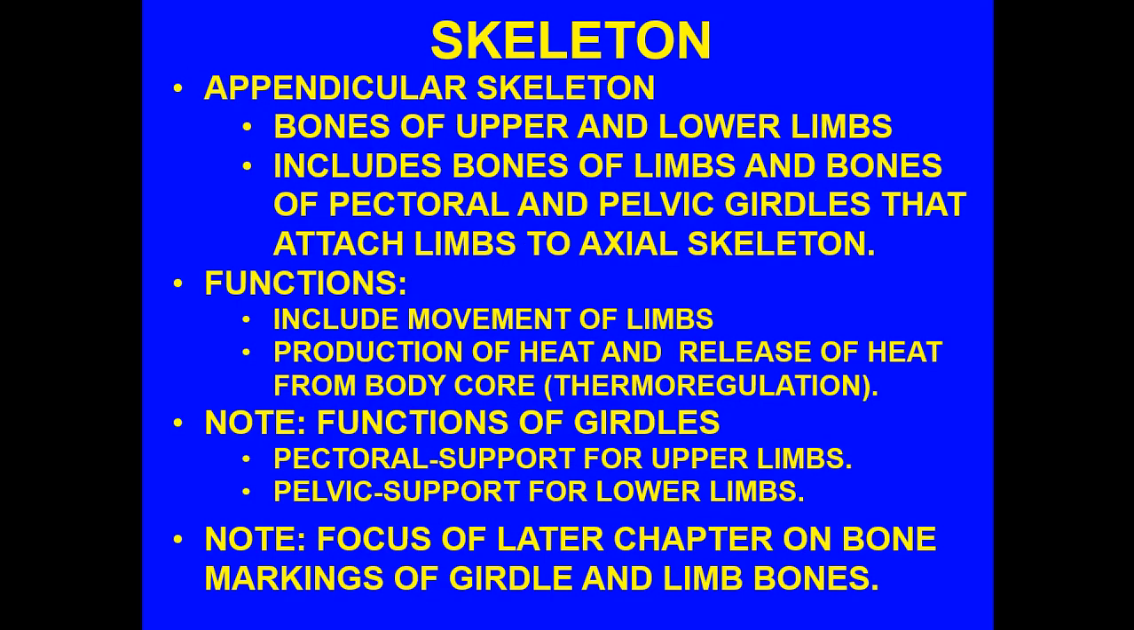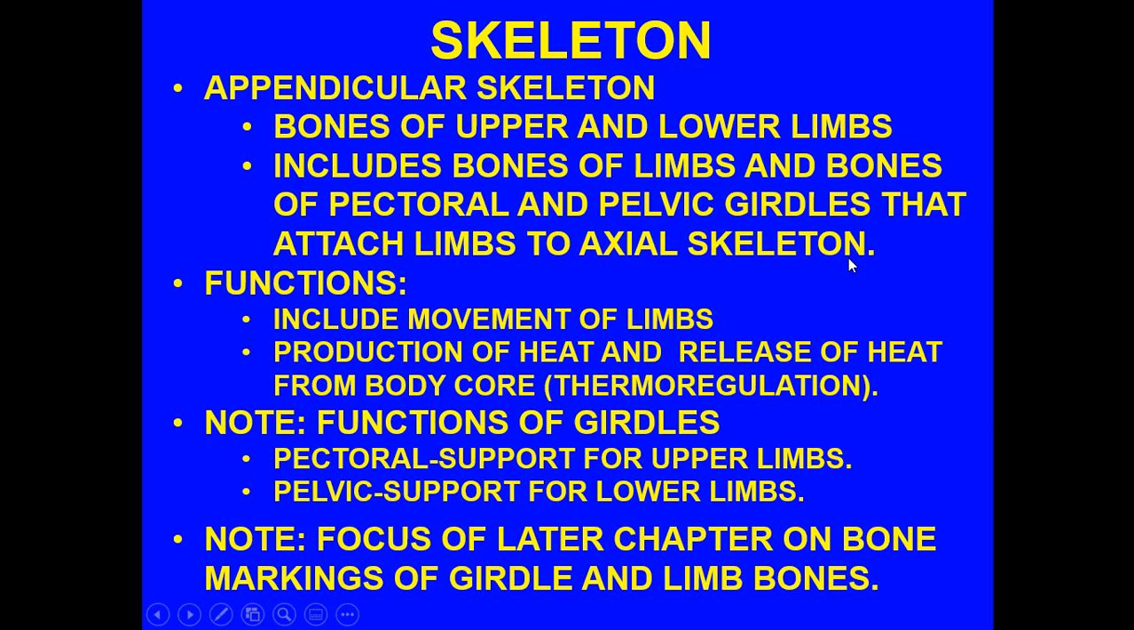The appendicular skeleton has the bones of the upper and lower limbs. They include bones of limbs and bones of the pectoral and pelvic girdle. They are the attachment sites of the limbs to the axial skeleton. So their functions include movement of limbs, production of heat and release of heat from the body core. Also, you will notice the functions of the girdles.